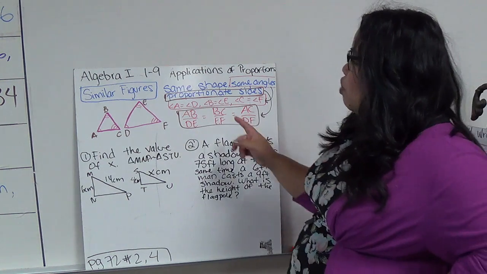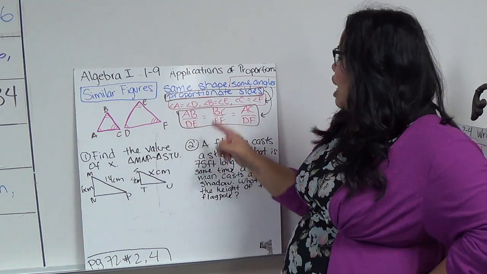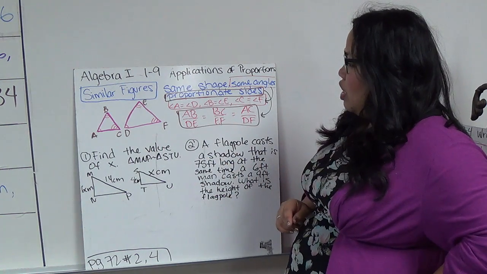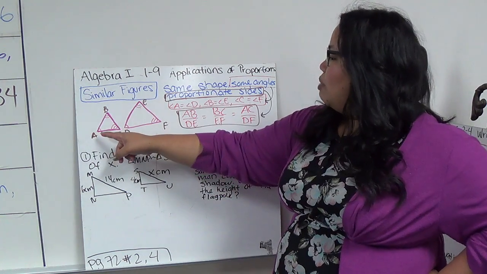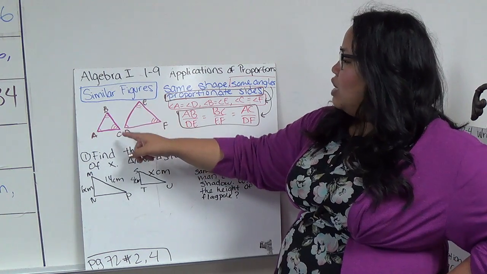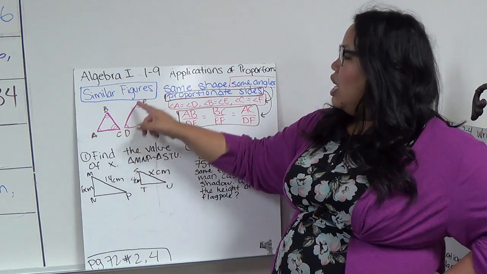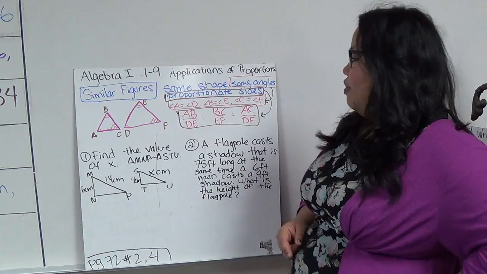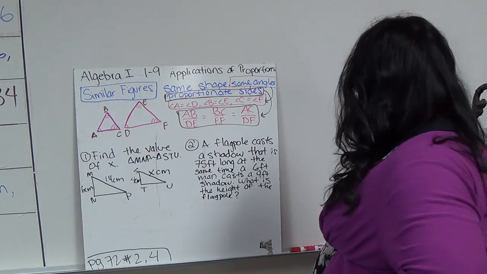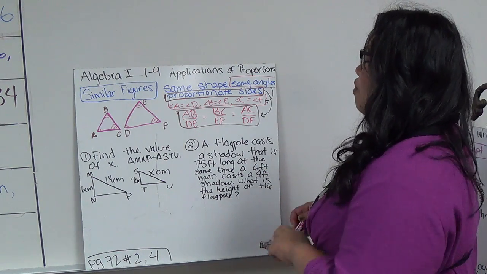So if I put the ratio of the corresponding sides, it should be equal for everything. If AB is 2 times bigger than DE, that has to be the same for BC and EF, and AC and DF. So for number 1, it's asking us to find the value of X.